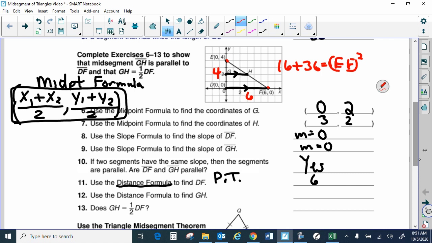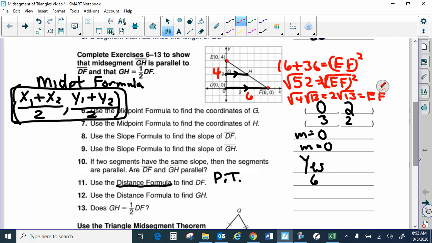Okay, so that'd be 52 equals length from E to F squared. Take the square root of both sides, and 4 goes into 52 13 times. So then that reduces down to 2 root 13. That would be what EF itself was. The length from E to F would be 2 root 13.